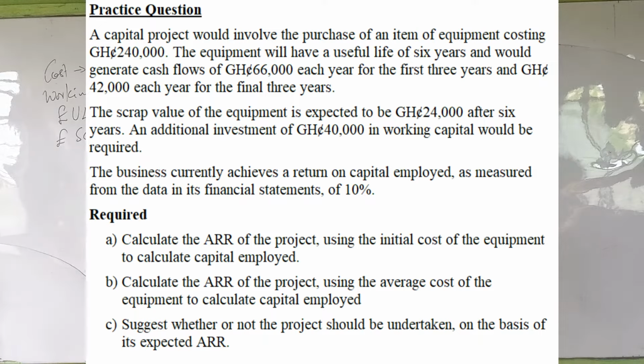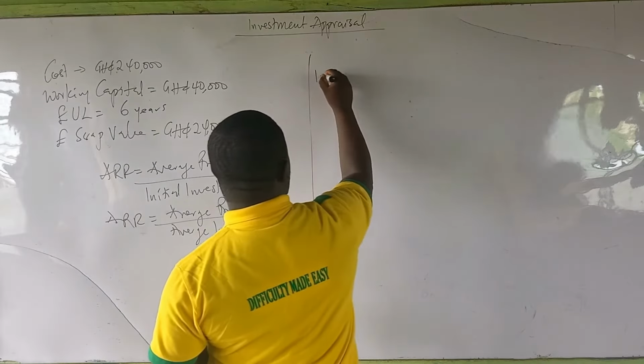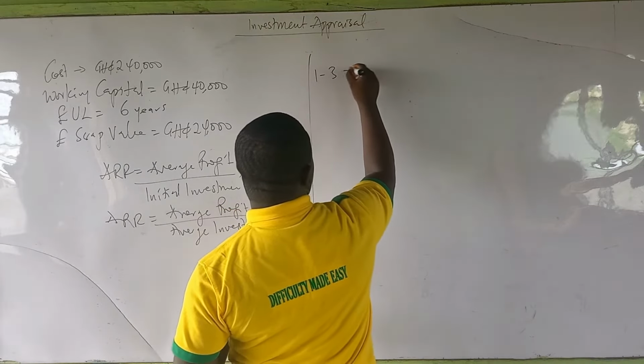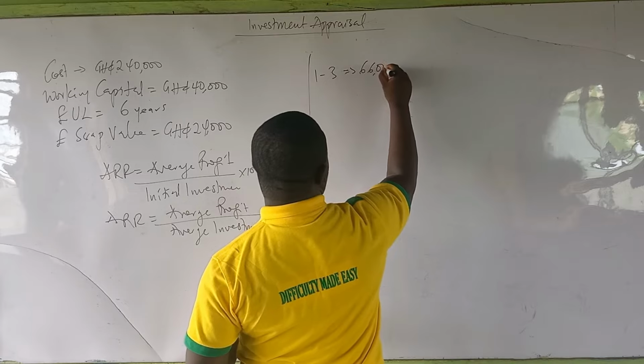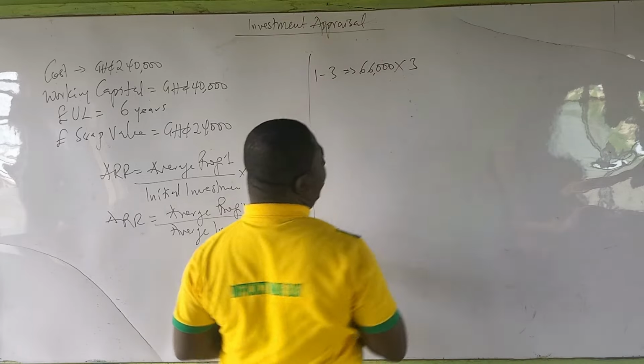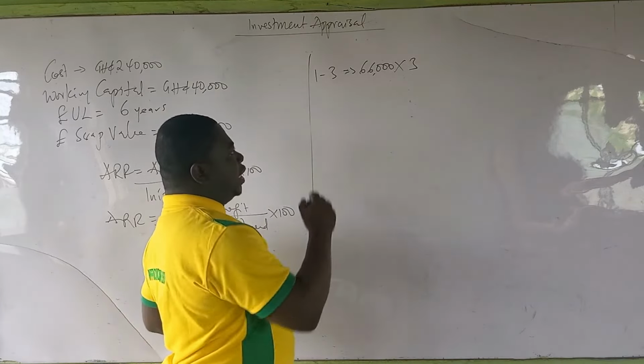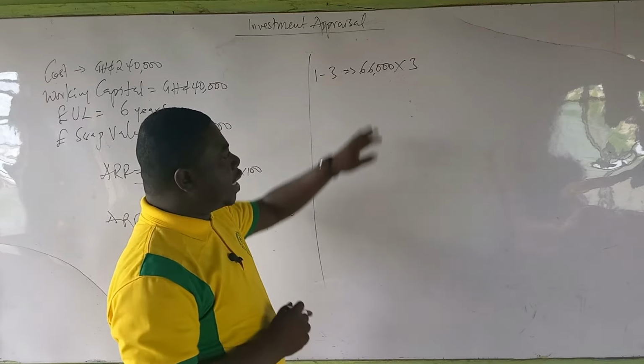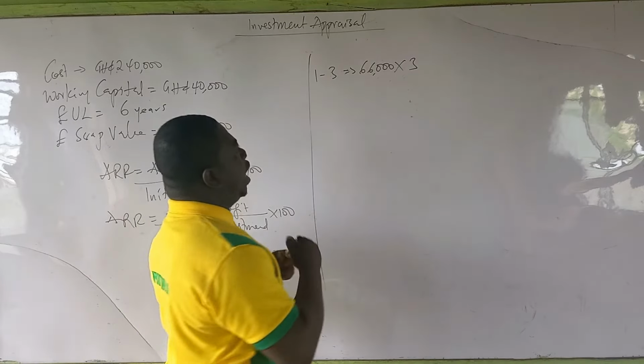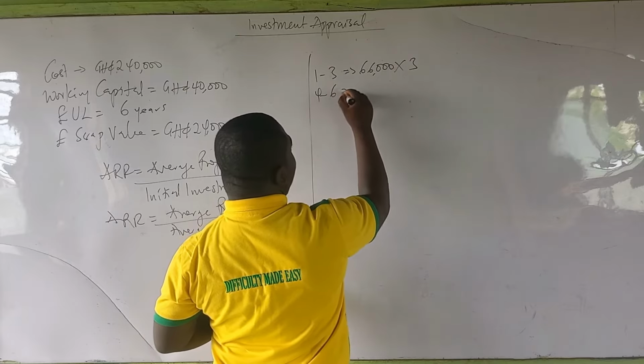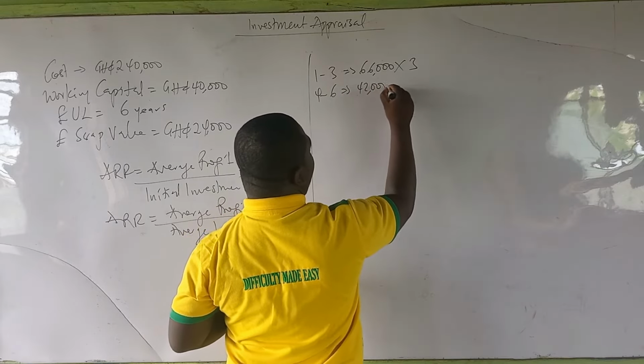And then 42,000 Ghana cedis from the 4th year to the 6th year. And therefore, from year 1 to 3, we have 66,000 as the cash flows, and it's multiplied by 3. The reason why I'm multiplying this by 3 is because 66,000 will be achieved for 3 years. And then for year 4 to 6, it's going to be 42,000 times 3.